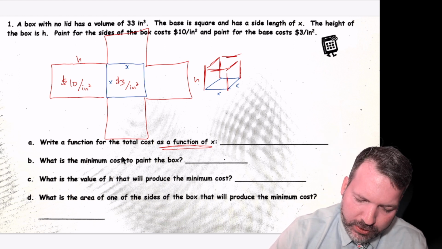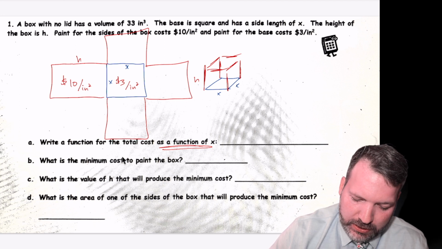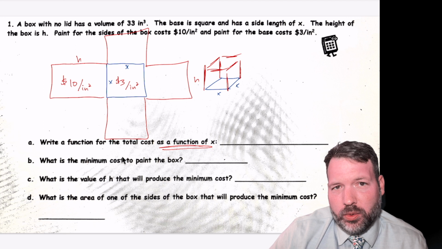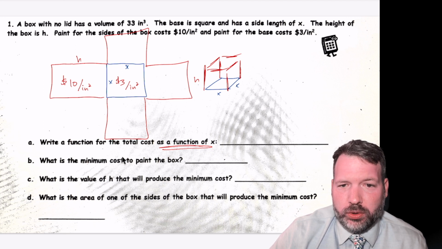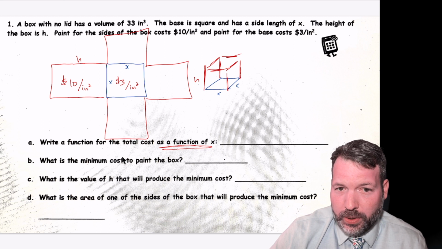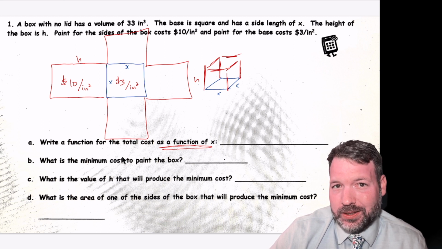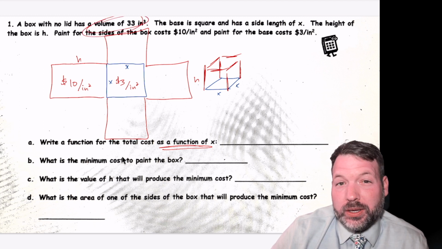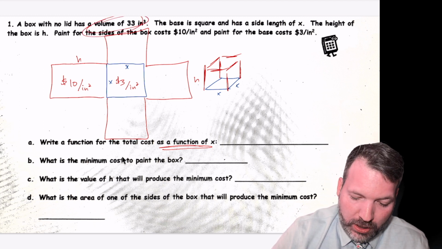Because we have a math problem to write. What would I do? Well, first of all, I want to relate h to x, because then I can write an equation for the total cost using the surface area of the box, because obviously the paint is something that we're painting on the surfaces. It doesn't directly have to do with volume. But we are given this volume up here of 33 cubic inches.